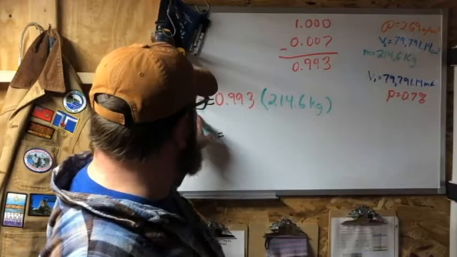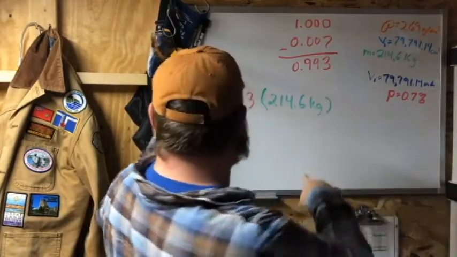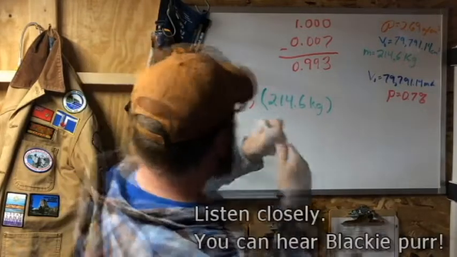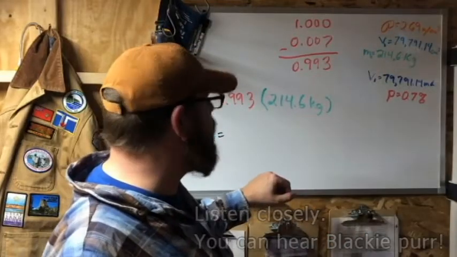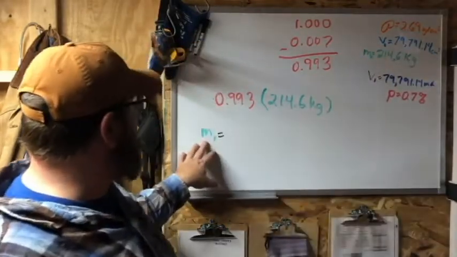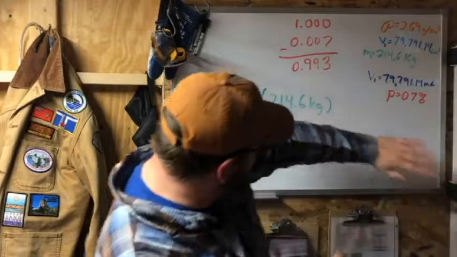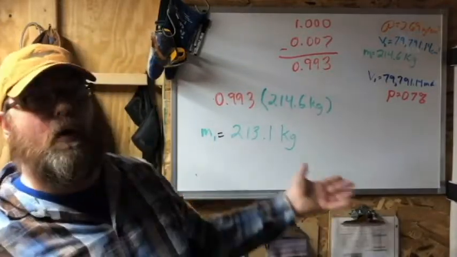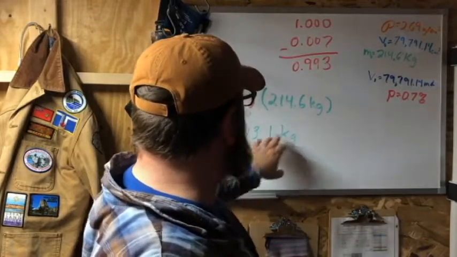And we are going to make this our M0, which is this number. I don't really need to do that, I just wanted you to know. So we're just going to multiply this by this. I changed this to an M0, or M initial, because we're going to get M1. And the number we come up with when we multiply those two together is 213.1 kilograms.